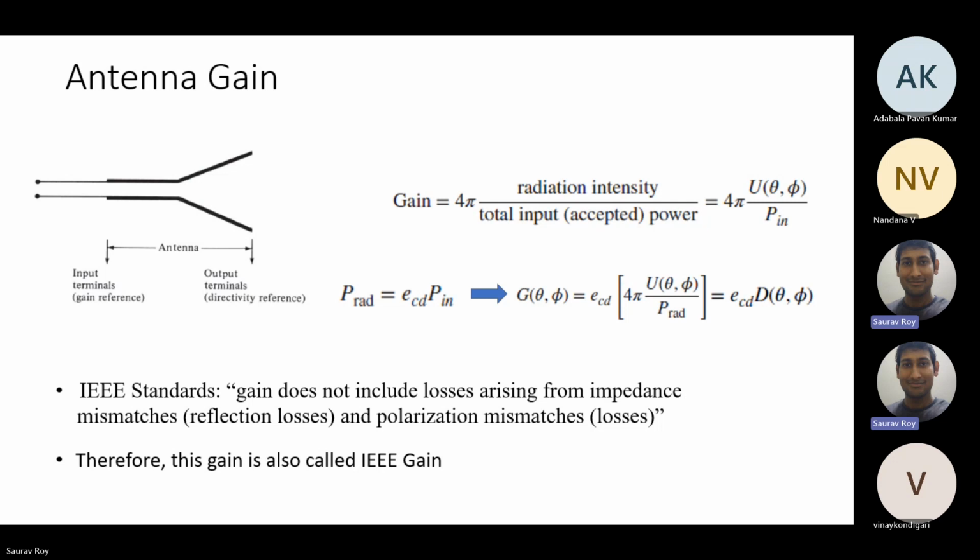Now we will build upon our definitions of directivity and efficiency to have a definition of antenna gain. The concept in directivity is that we are only talking about how much power is there in some far field region, but directivity does not take care of input power. That is what we have to take care of now. That's why the gain concept was there.